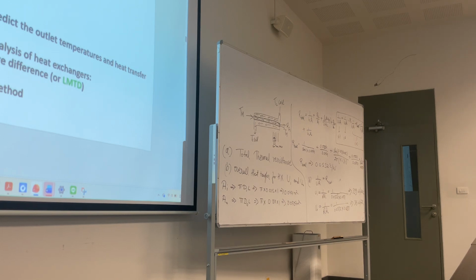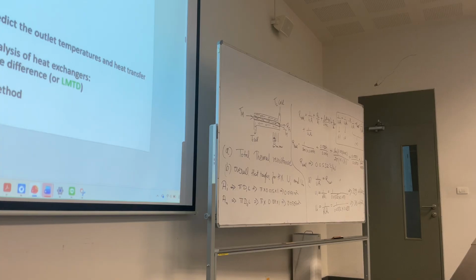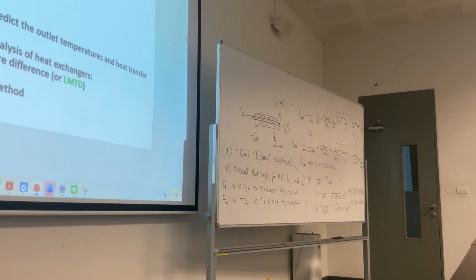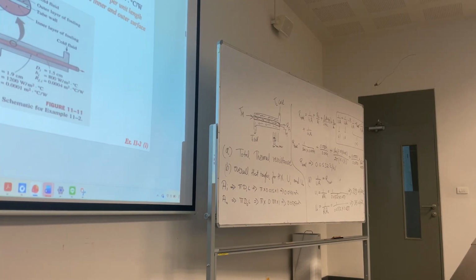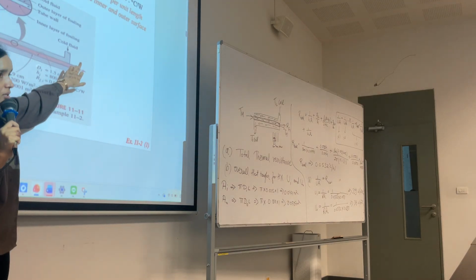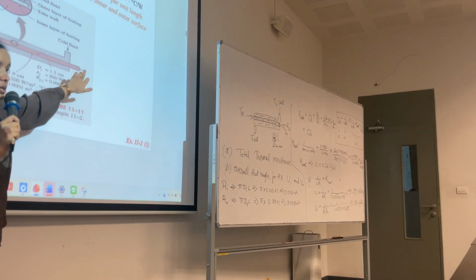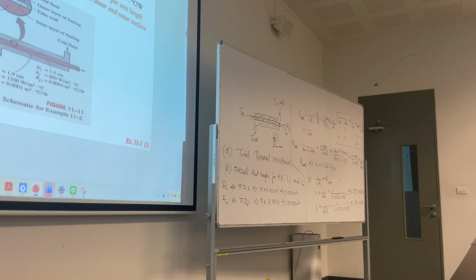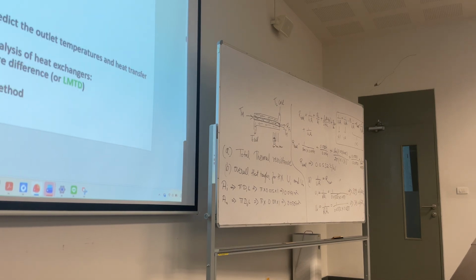Effectiveness NTU method you use when the outlet temperature of a heat exchanger is not given. So there are two methods, okay? This method you use when the outlet means like this one. So let's say I have given you this type of heat exchanger and I am asking you the outlet temperature, right? Outlet temperature is not given. So in that case, you will use effectiveness NTU method, this method, okay?